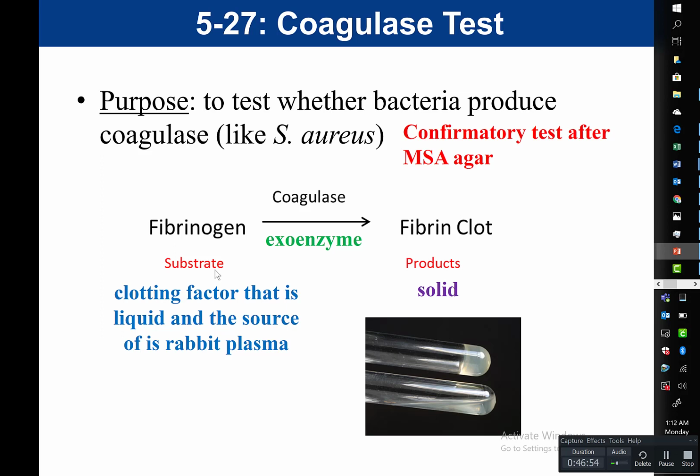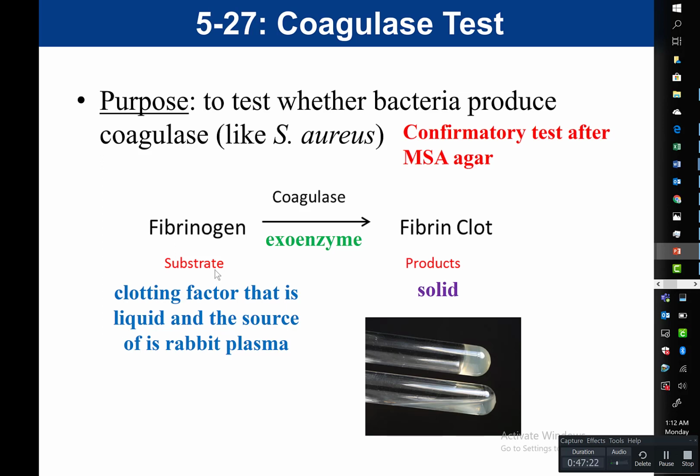Now, coagulase is going to be an exoenzyme. It's an enzyme that is secreted by the bacteria, but is released outside the cell. That makes sense, right? Because the bacteria wants to form the clot around it. It's not going to help if the coagulase stays inside the bacterial cell. So this enzyme that bacteria can produce, this coagulase, is an exoenzyme.